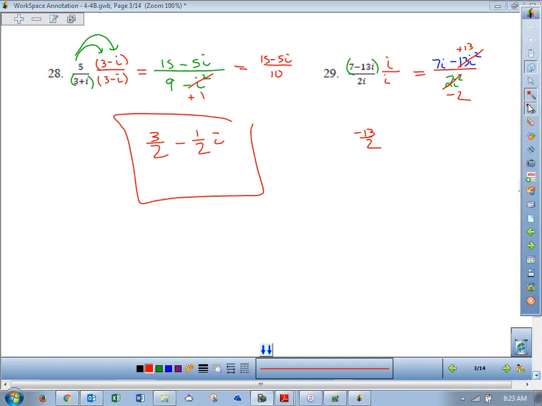Right? I'm just looking here. 13 over negative 2. And then the other guy is 7i over negative 2. So should I put plus or minus? Minus 7 halves i.